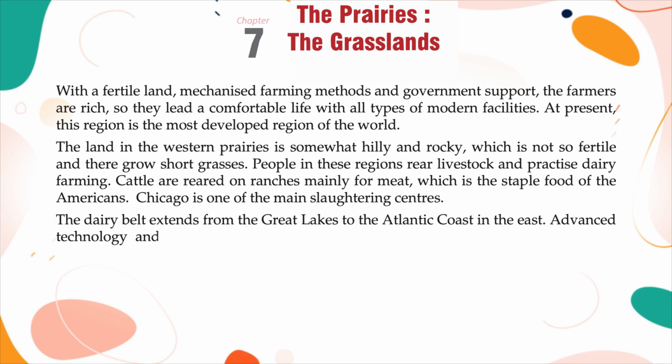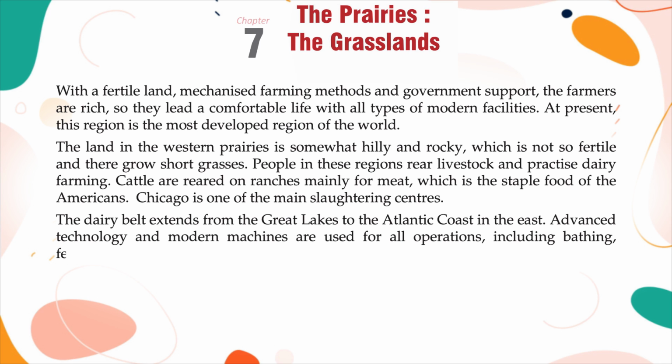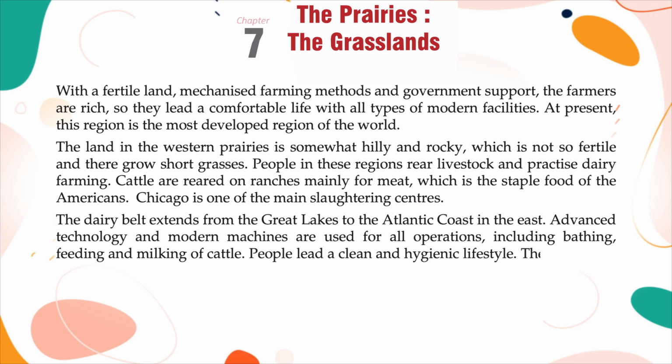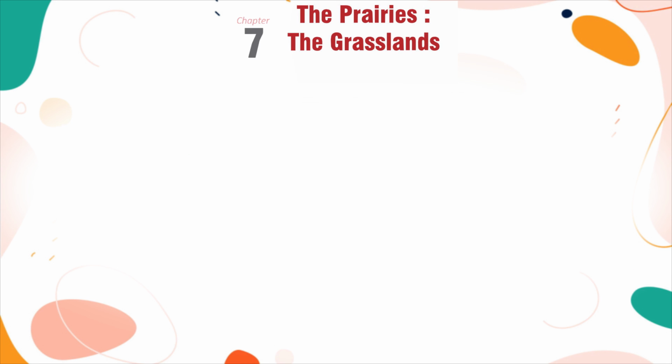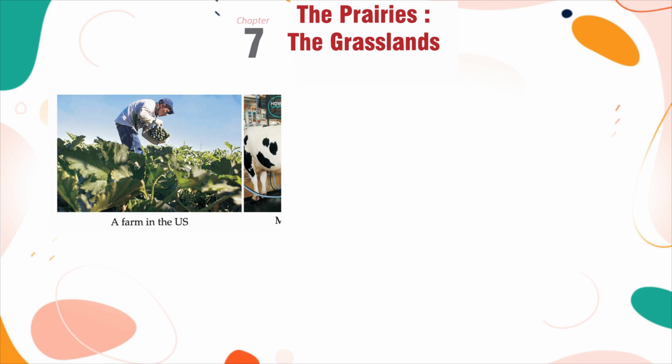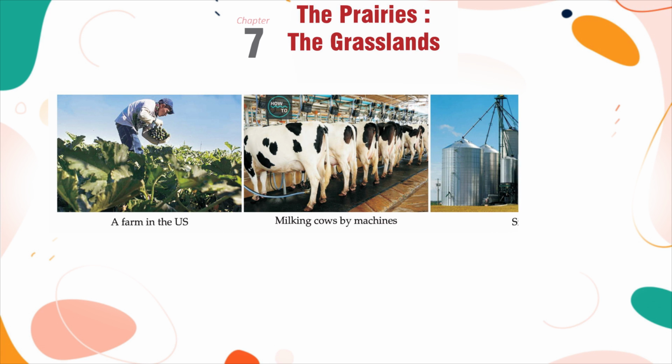Advanced technology and modern machines are used for all operations, including bathing, feeding, and milking of cattle. People lead a clean and hygienic lifestyle. They regularly disinfect their cattle to keep them healthy. For this, they dip cattle in large pots of disinfectants called vats. A farm in the US, milking cows by machines.